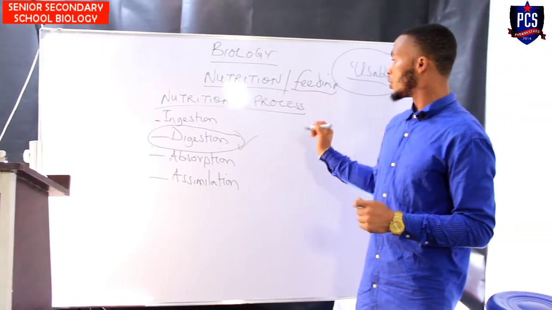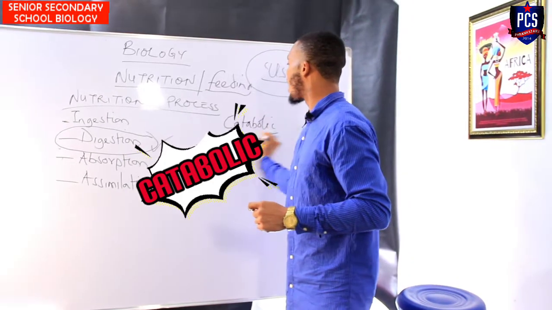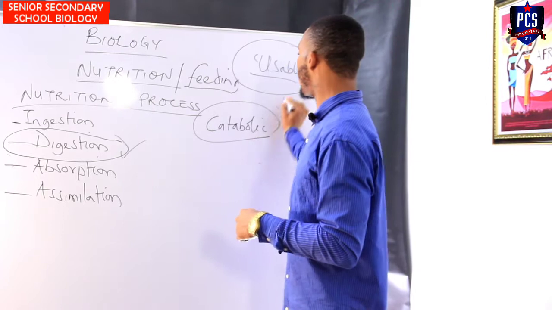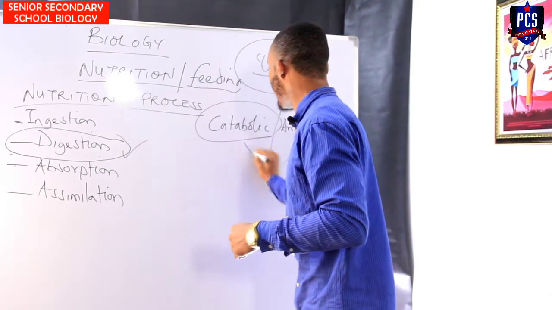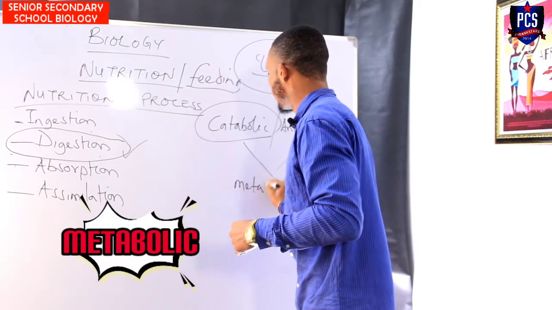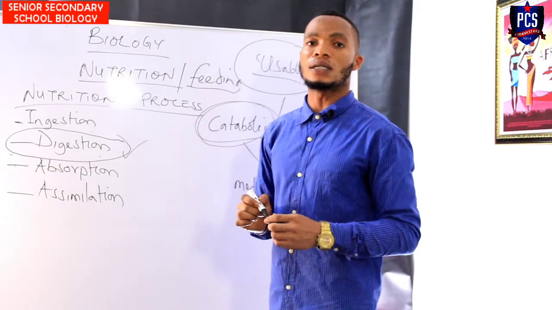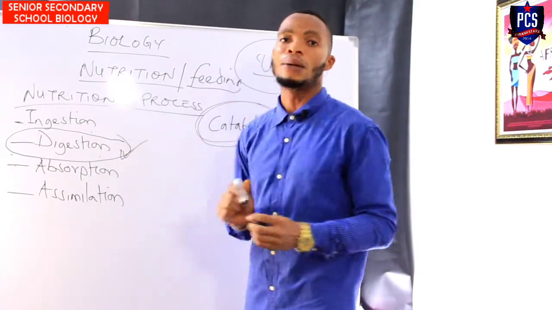Now, digestion is a catabolic process. It is a catabolic process that involves breaking down. Remember in our previous classes, we talked about catabolic and anabolic, and these two processes make up what we call metabolic. So, anabolic, catabolic: catabolic is the breaking down of substances, and digestion involves breaking down. So, digestion is a catabolic process.